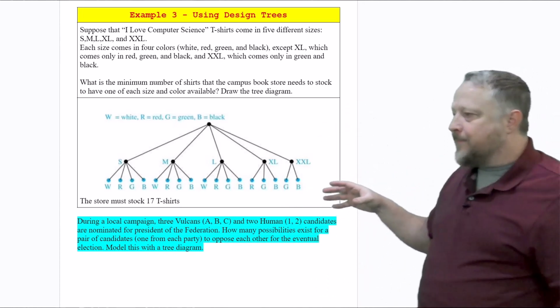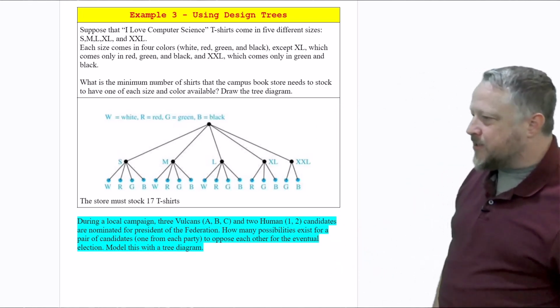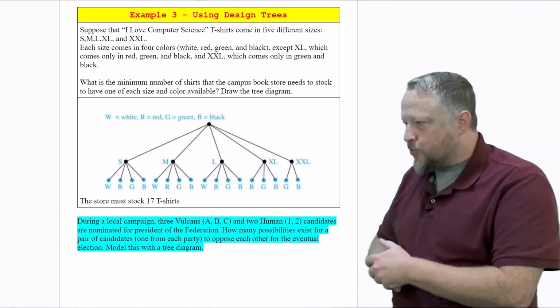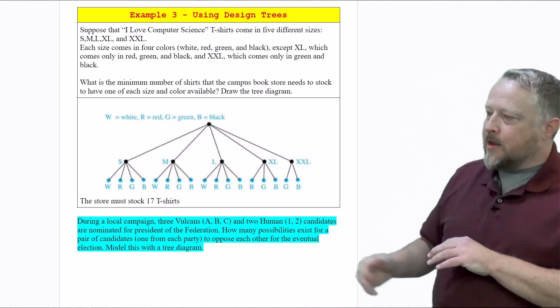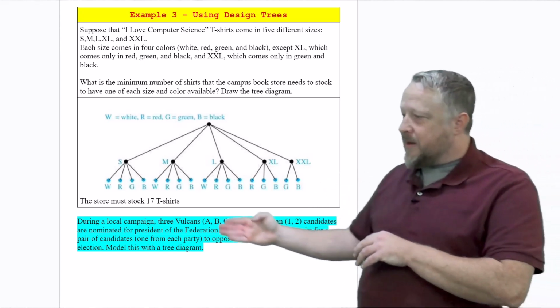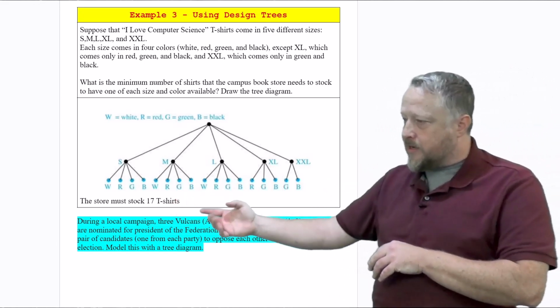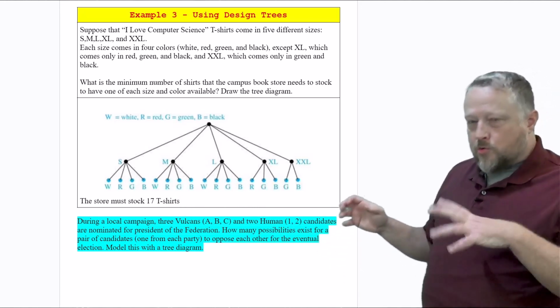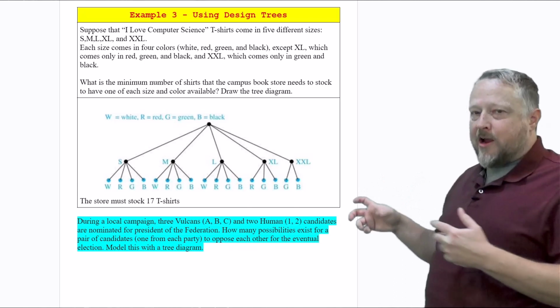What is the minimum number of t-shirts the campus bookstore needs to stock to have one of each of these sizes and colors available? Draw the tree diagram. Notice drawing this out made this a heck of a lot easier. It's going to be at least 17 t-shirts that it needs, and it's being highlighted right now. That count should be 17. So having the tree diagram really helps things out.